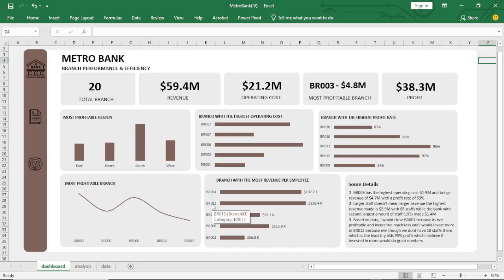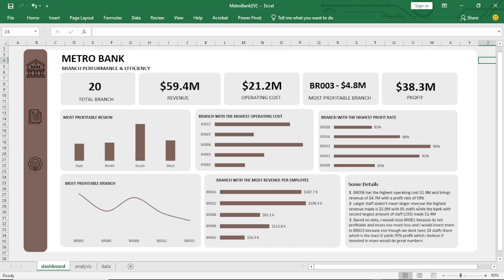We have the branch with the most revenue per employee, which we talked about in the data when I showed the data. So some of our key details that we could get from this data is that branch 006 has the highest operating cost, 1.9 million US dollars, and brings revenue of 4.7 million US dollars with a profit rate of 59%.